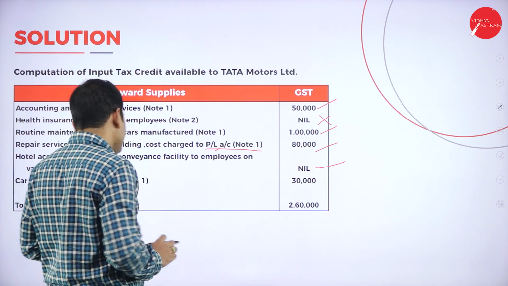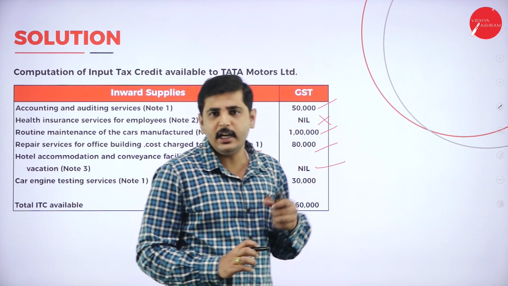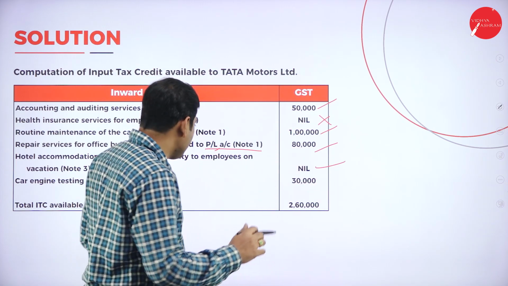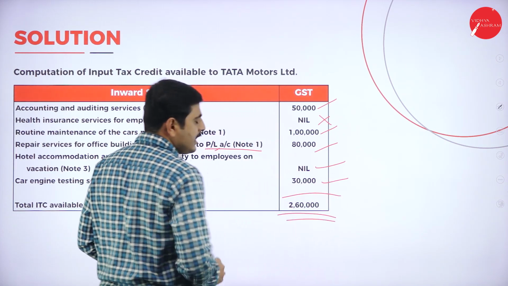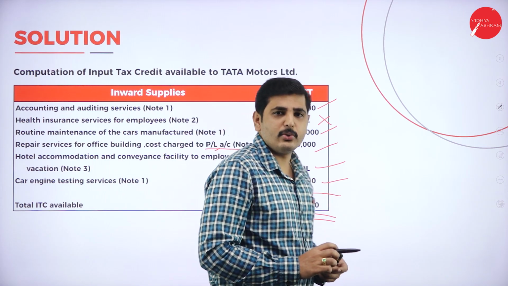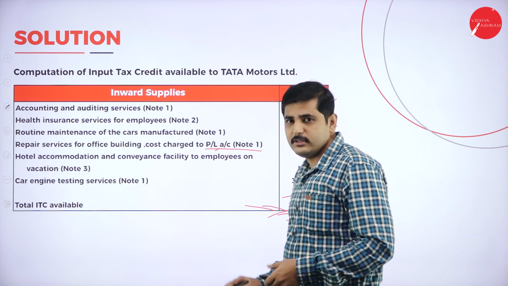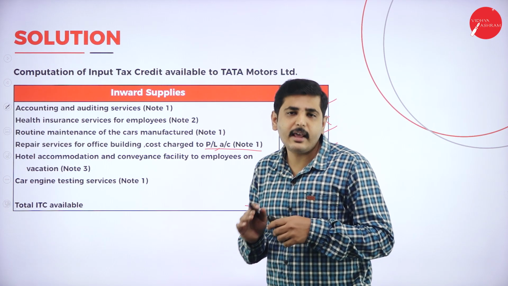Next one, car engine testing service. Every car has to be tested before selling to the customer. It is an obligation from the government. For this also, ITC is available. So add all the amounts. The total ITC available is 2,60,000. This amount only they can use. They can claim this much credit from the government while paying the taxes.